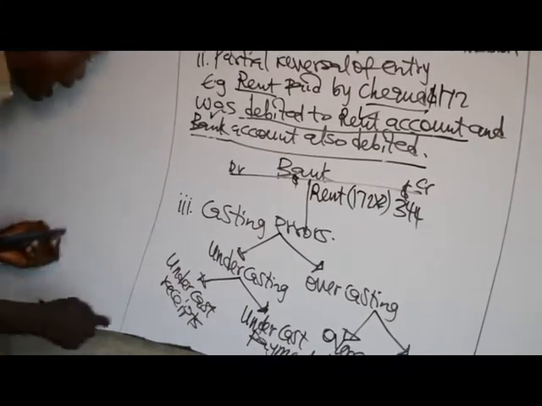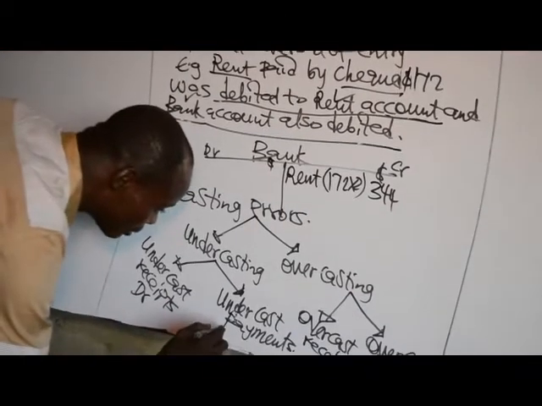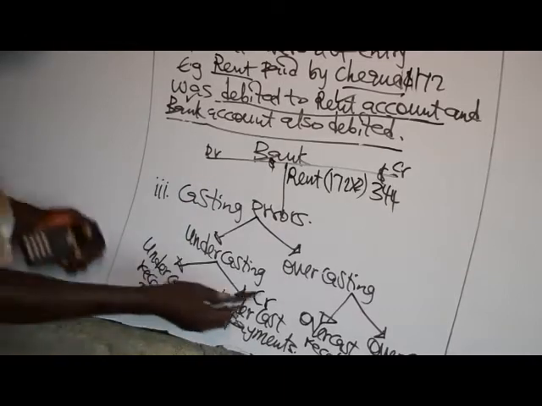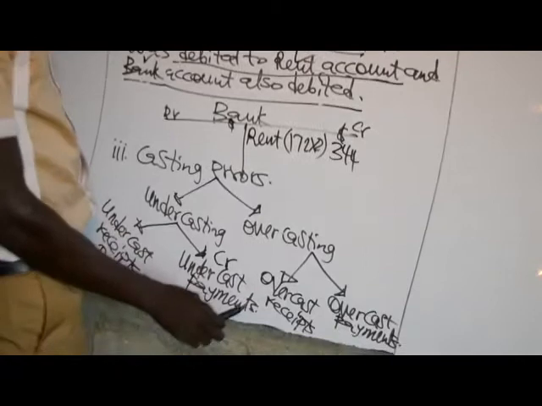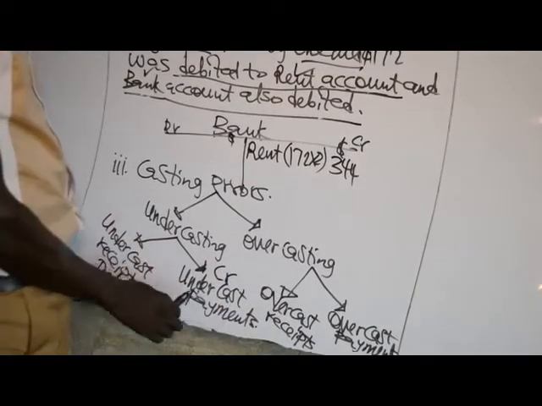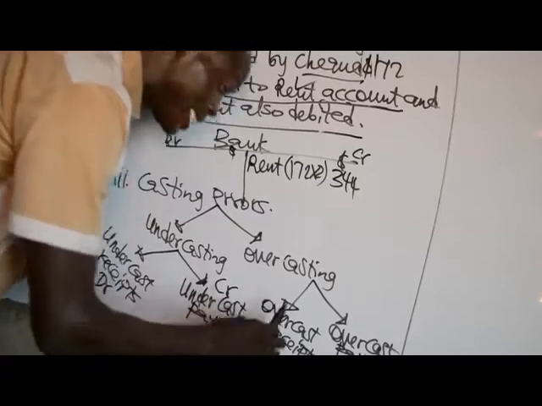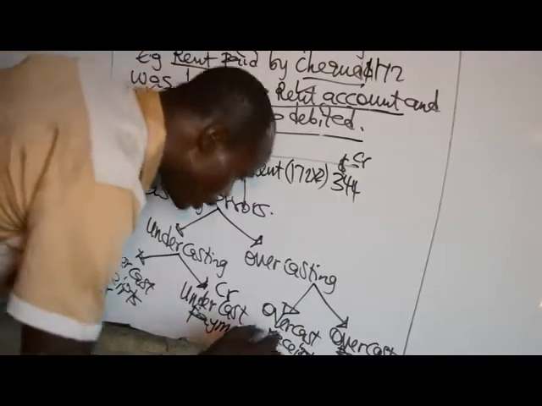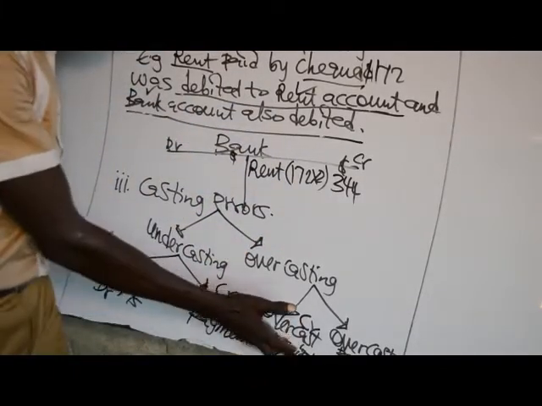So I've told you that undercast receipt, you debit it to the cash book, while undercast payment, you credit it to the cash book. Then overcast receipt. Overcast receipt means the receipt side, which is the debit side of the cash book, has been overstated. To correct it, you want to reduce the amount at the debit side of the cash book, so you credit your cash book. Overcast receipt should be credited.